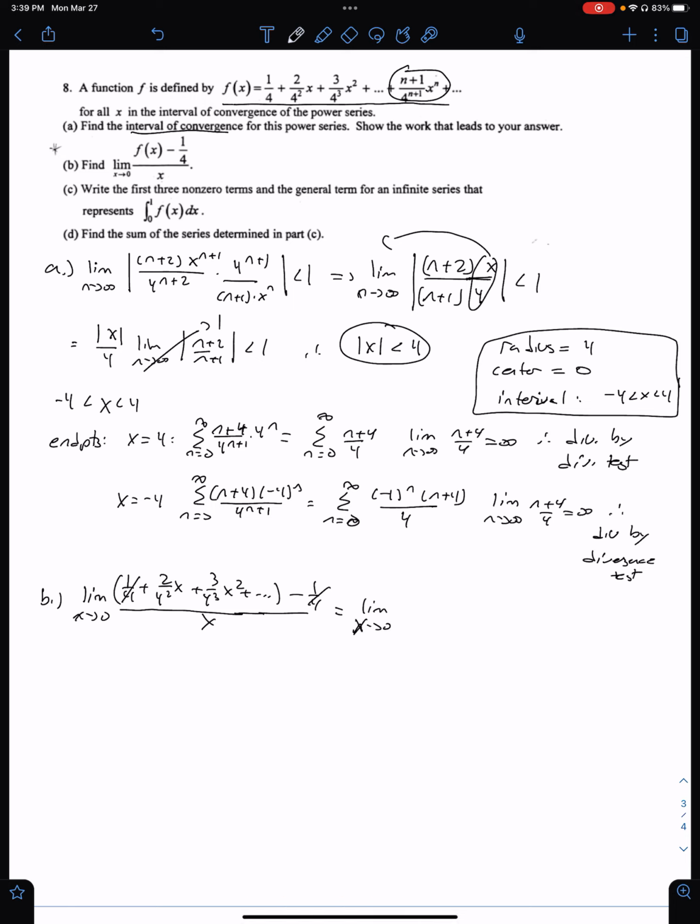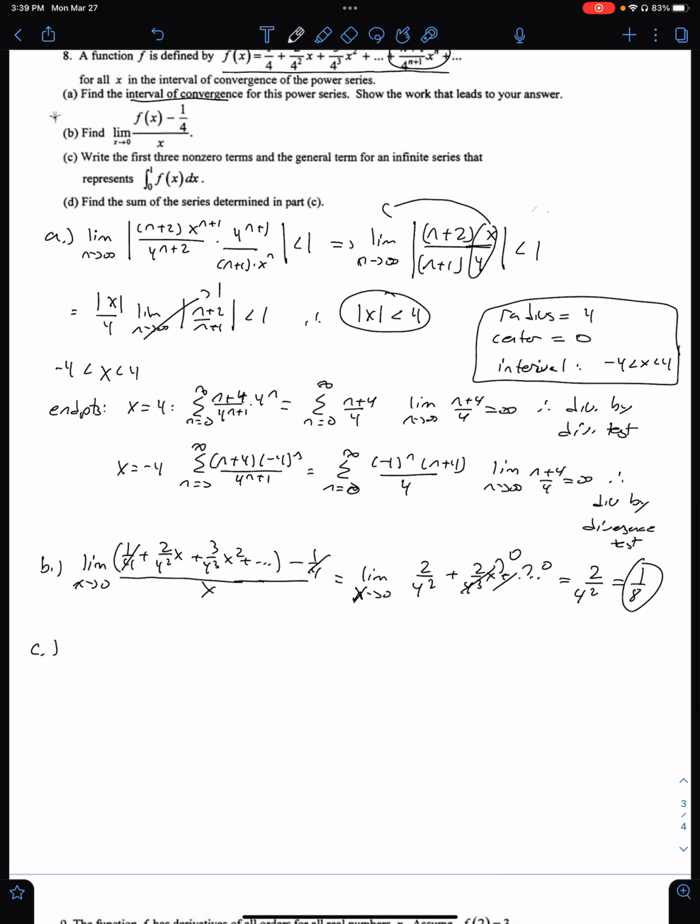So we can take the limit as x goes to 0. I'm going to divide everything by x now, and we would get 2 over 4 squared plus 3 over 4 cubed x. All the other terms are going to have an x, and these all just go to 0. So what are we left with? 2 over 4 squared, which becomes 1/8. Yeah, 1/8 right there. B's easy.